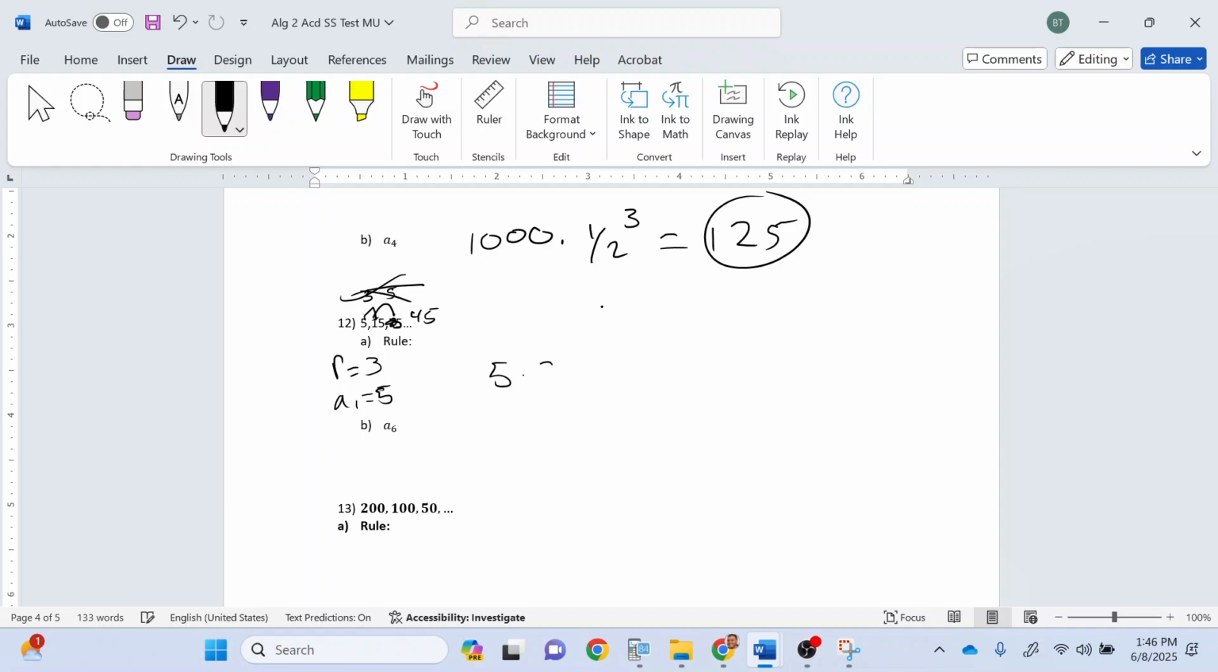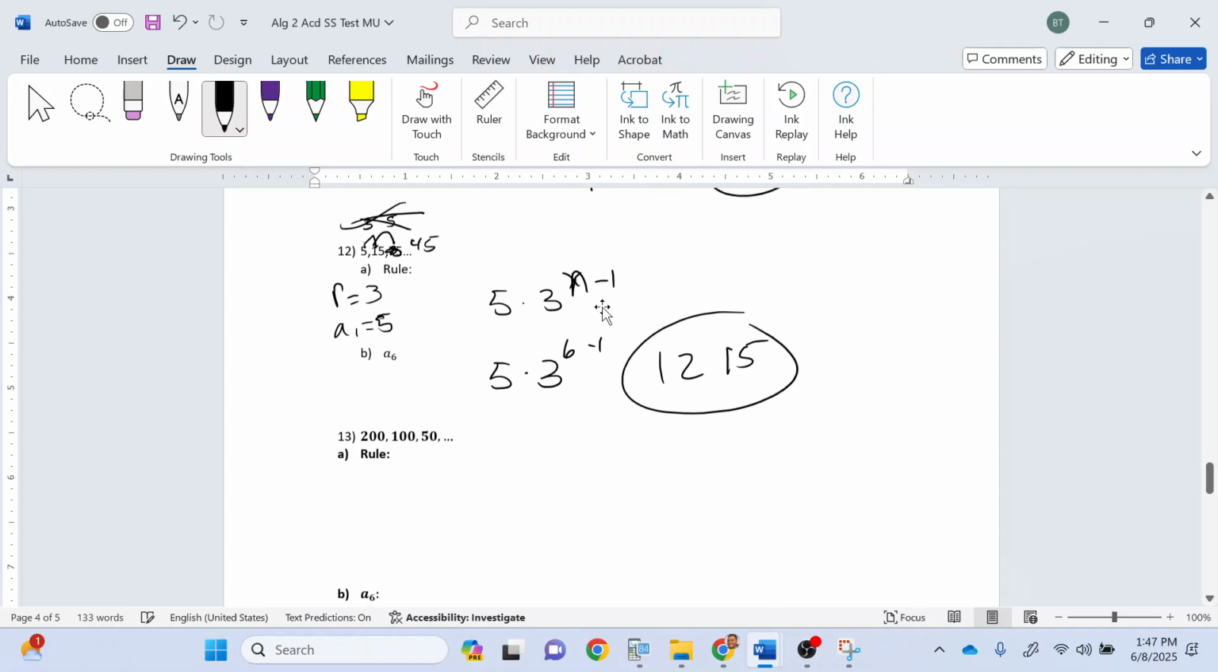So it's going to be 5 times 3 to some mystery power. What's the mystery power? N minus 1. In this case, it's 6. So 5 times 3 to the 6 minus 1, or 3 to the 5th power. So 3 times 3 times 3 times 3 times 3 times 5. So 1215. Funny how it's so close to the other number.